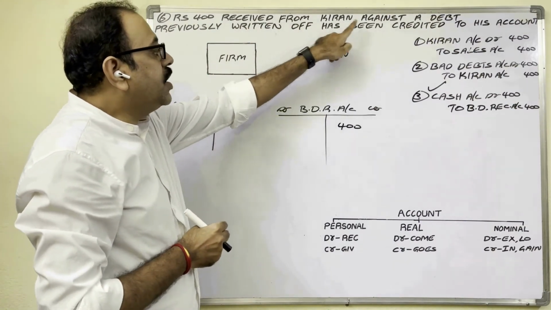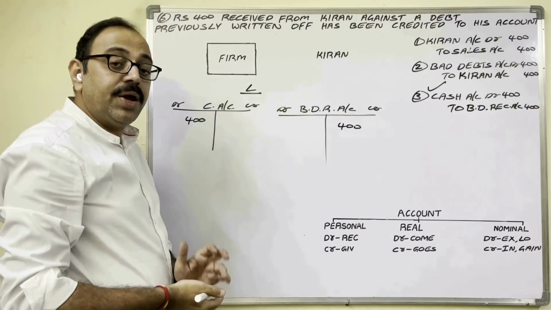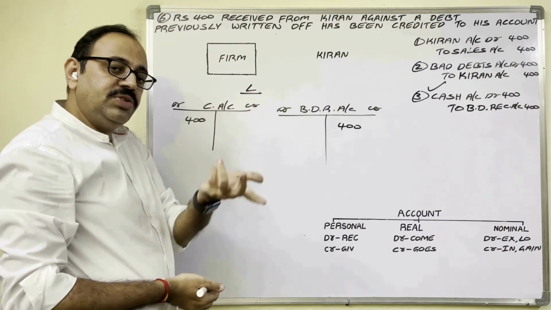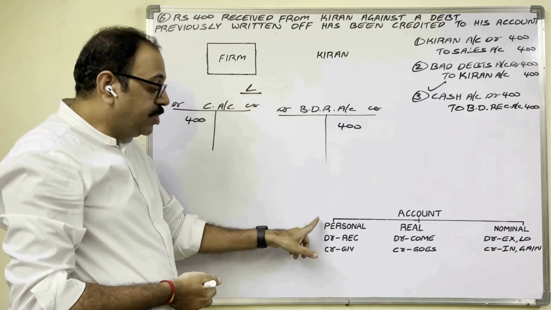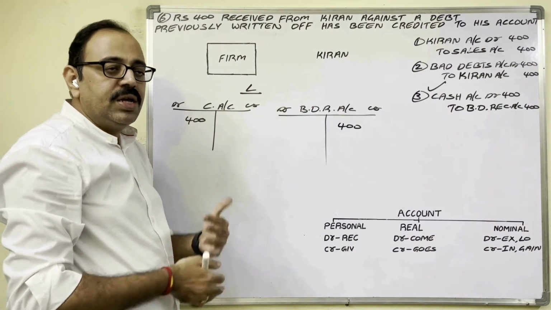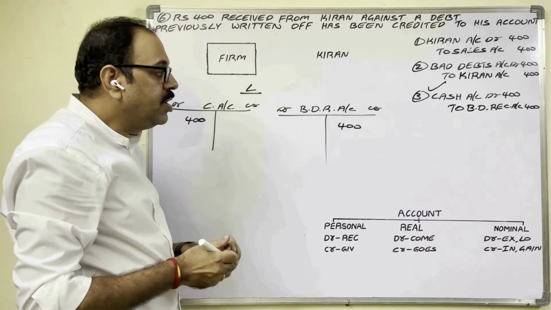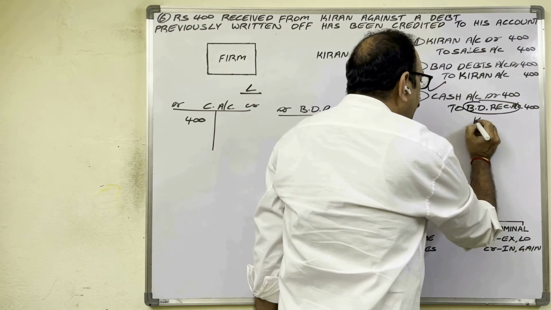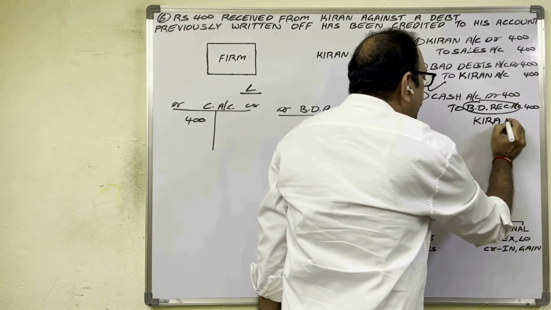Cash has been credited to his account. The accountant thought that cash is coming from Kiran. Kiran account is a personal account. Personal account rule: debit the receiver, credit the giver. Kiran is giving money. Therefore, he credited Kiran account instead of crediting bad debt recovered account.